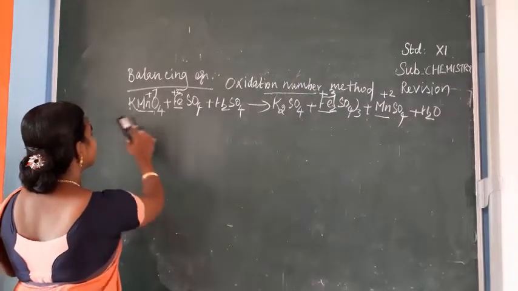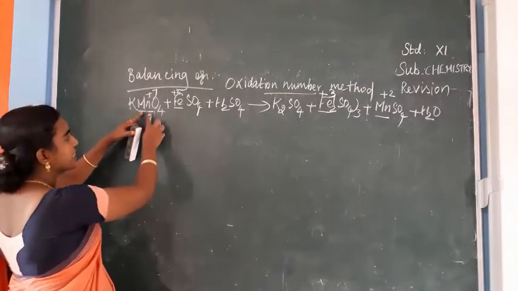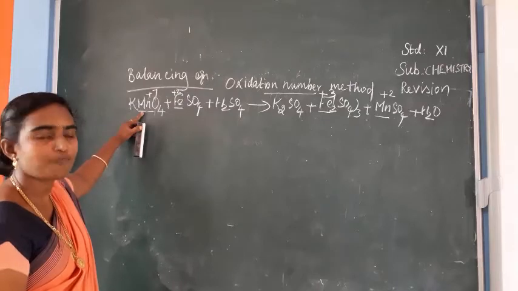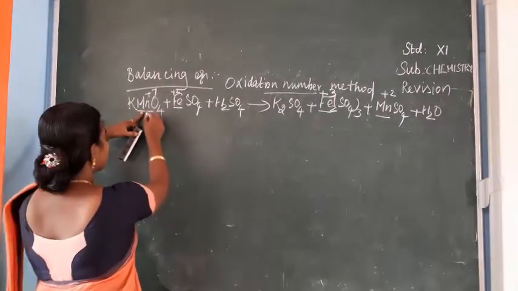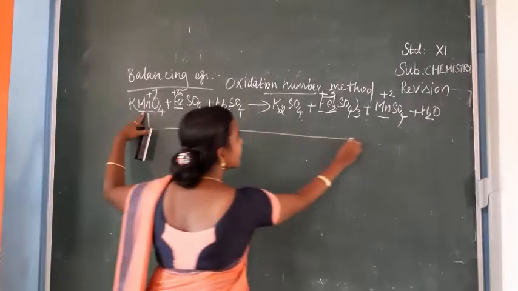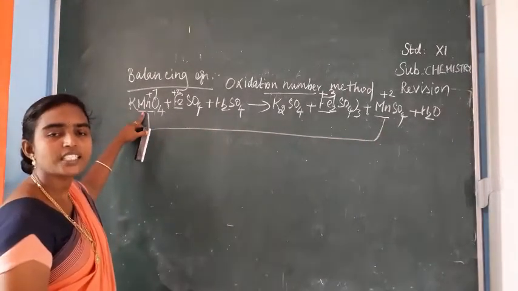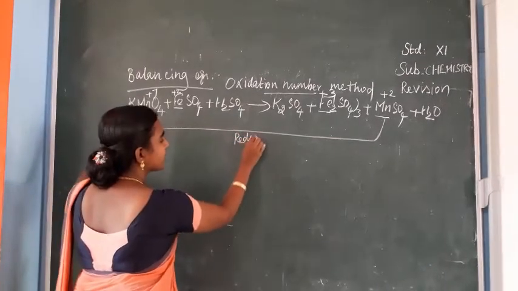See here. In KMnO4, Mn is in the oxidation state of plus 7. So here Mn is in the oxidation state of plus 2. So has it increased or decreased? It has decreased, isn't it? So it's an example of a reduction reaction. Reduction.